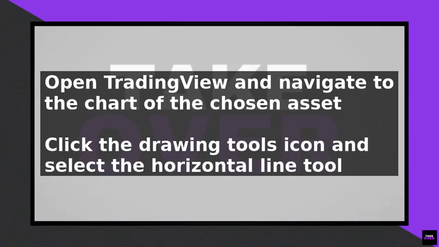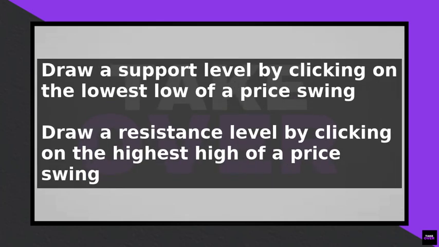First, click on the drawing tools icon located at the top of the screen. It looks like a pencil. From the drop-down menu, select the horizontal line tool. This tool will be used to draw support and resistance levels on the chart.